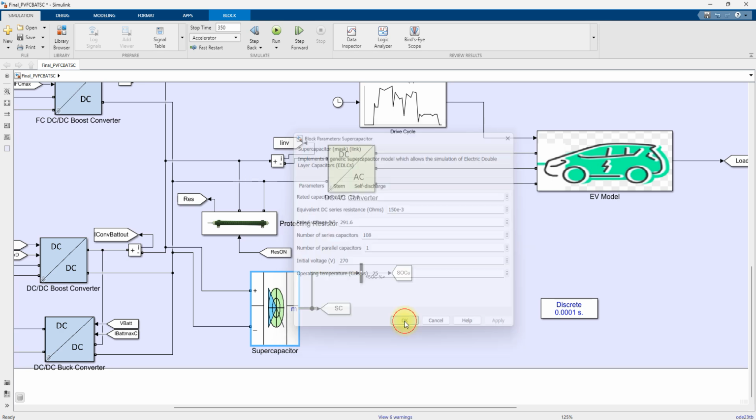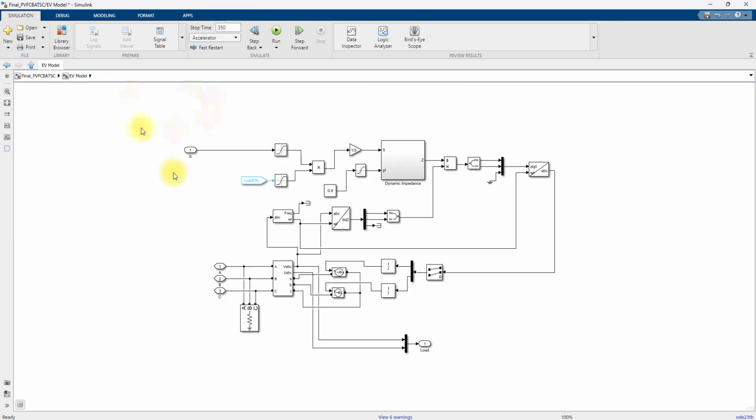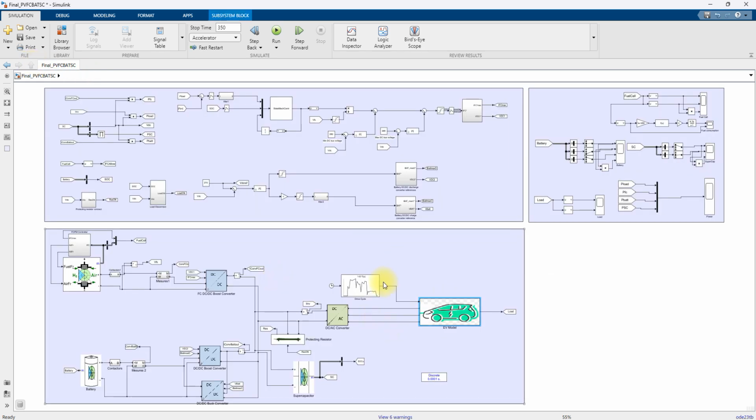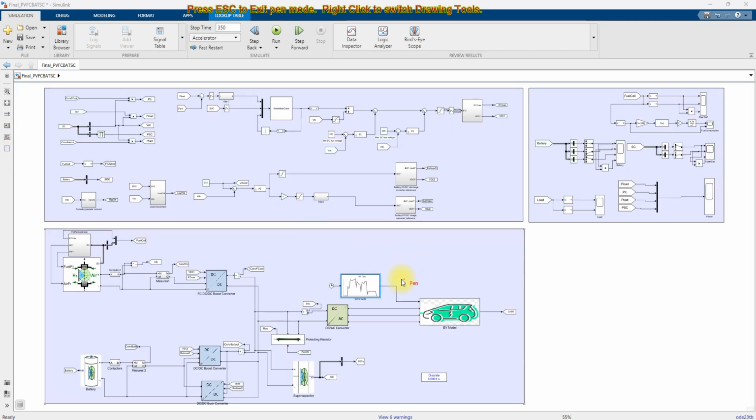Next you see here, this is the EV model of this EV system. It is going to be driven via a driving cycle. So you have to provide a driving cycle to operate this EV model. This drive cycle will provide the required power, and according to that the EV model will work.